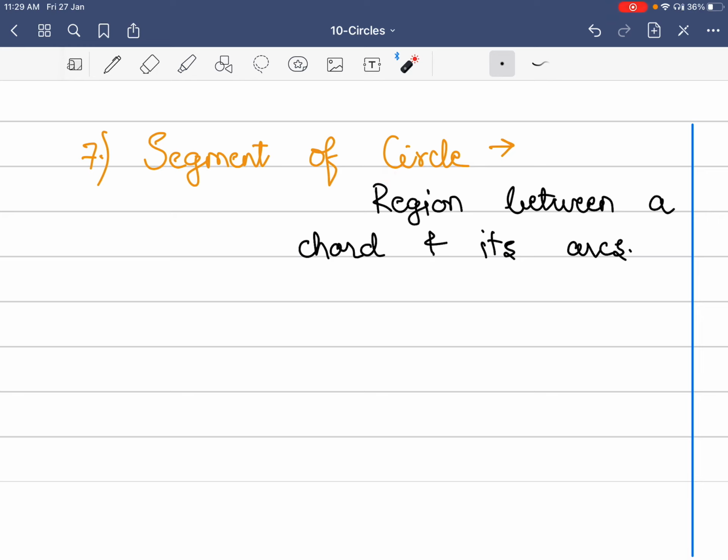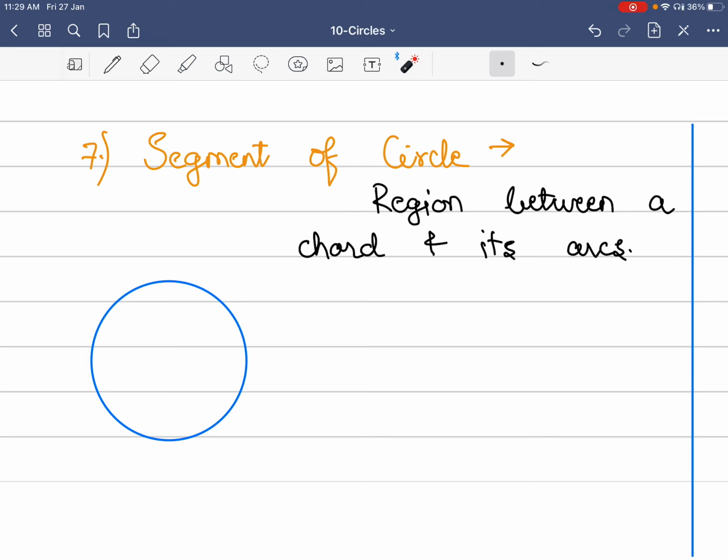Now, what is the segment of a circle? A region between a chord and its arcs. So once again, let's draw a circle to try to understand this concept. So this is a circle. Now, region between chord and its arcs.